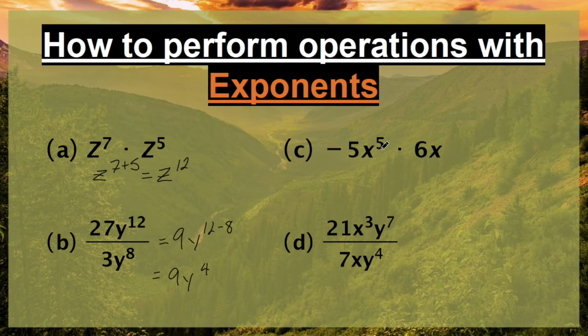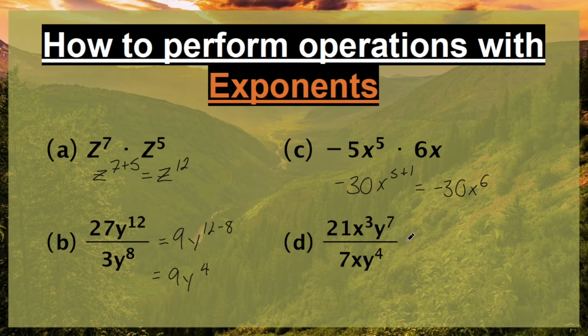For part C, we have negative 5 times x to the 5th power times 6 times x. Similarly to part B, we're going to group the numbers together and we're going to group the x's together. Negative 5 times 6 is negative 30. And since we're multiplying two bases, x to the fifth and x, we're just going to add the exponents. Our answer for this one will be negative 30 x to the power of 6.